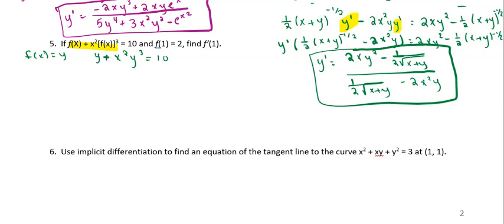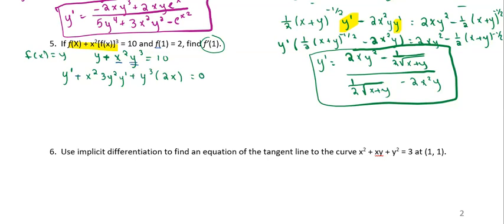So this question is asking us to take the derivative because we need the derivative right here. So we need to use implicit differentiation because we can't solve this for y equals. So the derivative of y is y prime. The derivative of x squared y to the third, we need to use our product rule. So that's going to look like the first times the derivative of the second, which will be 3y squared y prime, plus the second, which is y to the third, times the derivative of the first, which is 2x. So we have our first times the derivative of the second, plus the second times the derivative of the first. And then the derivative of 10, 10's a constant, so that's just 0.